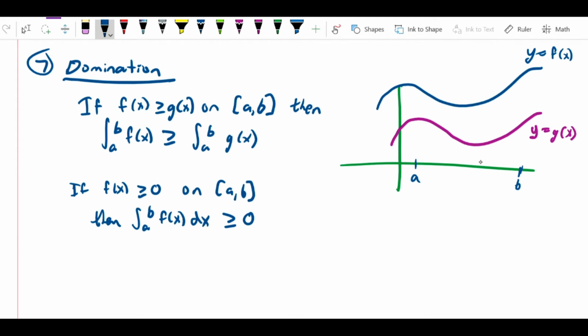And then there's this special case where we say, well, what happens if one of the functions is just a constant zero, in other words, it's just the x-axis? Then certainly there has to be more than zero area under the blue function if the blue function is greater than zero. So that's what these properties are saying.